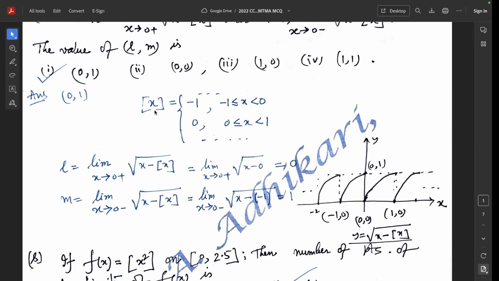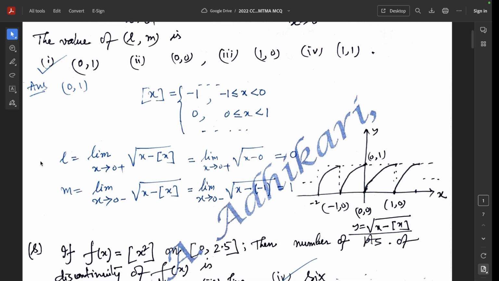Now box x, that is the greatest integer function, that is the floor of x, equal to minus 1 when minus 1 less than or equal to x less than 0, and 0 when 0 less than or equal to x less than 1. Now limit L equal to limit x tends to 0 plus square root of x minus box x.